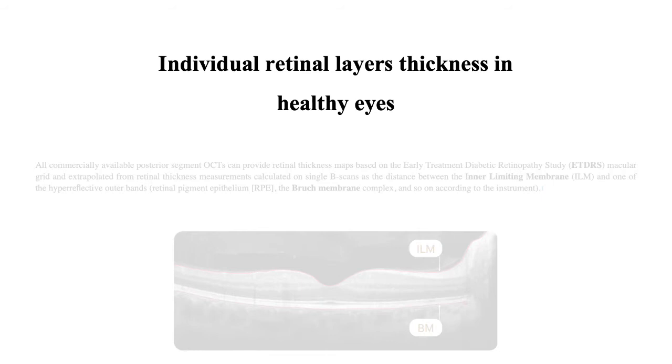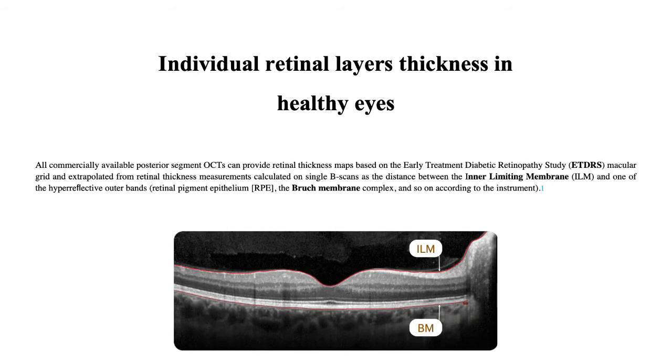So now let's talk about the individual retinal layer thickness in healthy eyes, and I would like to start by talking about the possibility to obtain and calculate what is called the full retinal thickness. This has historically been really important because it was the only measurement available years ago from the macular OCT that was also used in multicenter clinical trials.